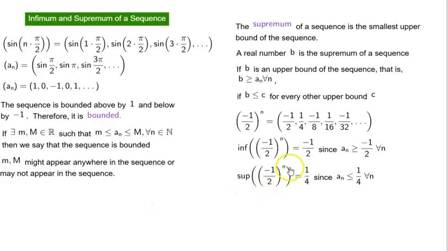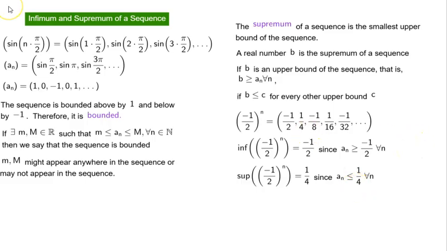Supremum of minus 1 by 2 to the power of n is equal to 1 by 4, since a sub n is less than or equal to 1 by 4 for all n. So let's again confirm this. Minus 1 by 2 is less than 1 by 4. 1 by 4 is equal to 1 by 4. Minus 1 by 8 is less than 1 by 4. 1 by 16 is less than 1 by 4. And so on.